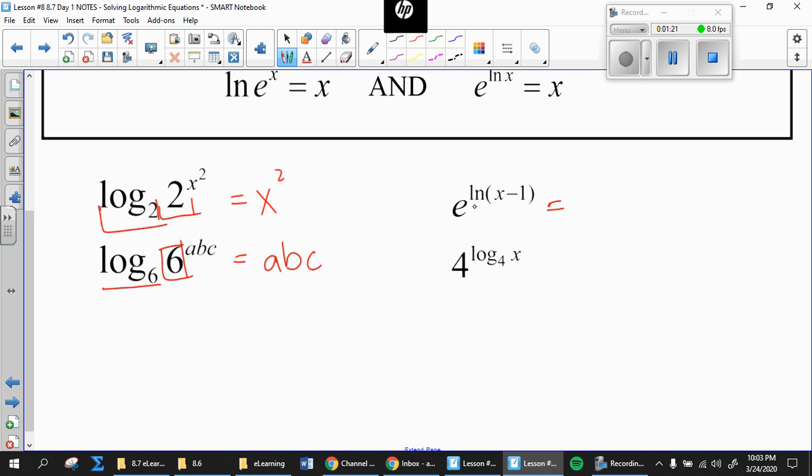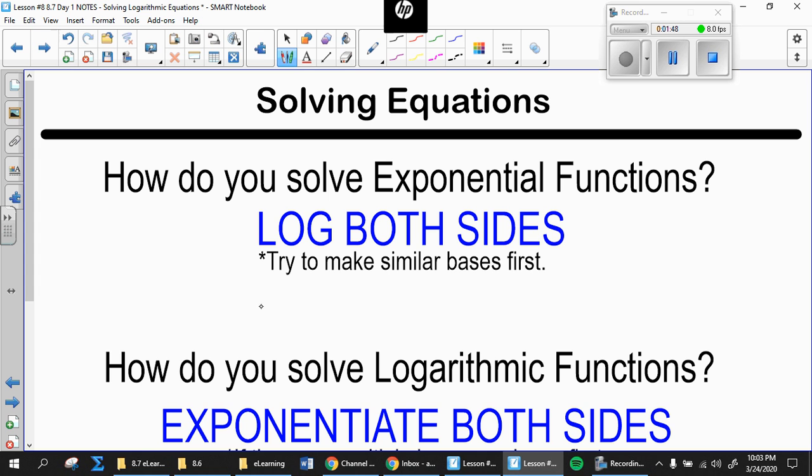When I go over here, same thing. I have a natural log, which has base e, and then I'm taking an exponential to that natural log base e, so they cancel each other out. Gives us x minus 1. Same thing here. I have an exponential with base 4 to the power of log base 4. They cancel each other out and give us just x. So this is what we did before.